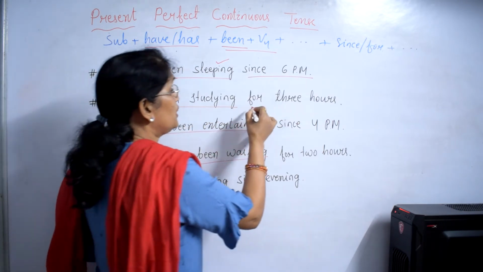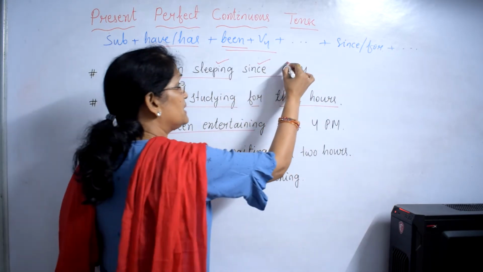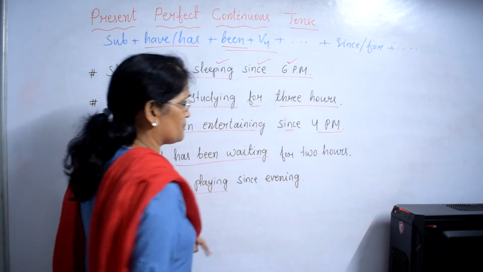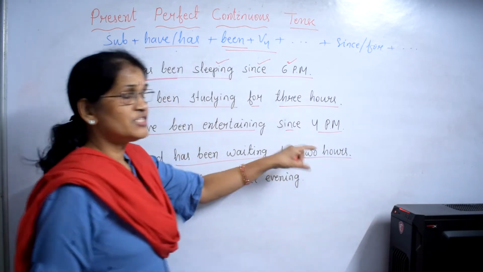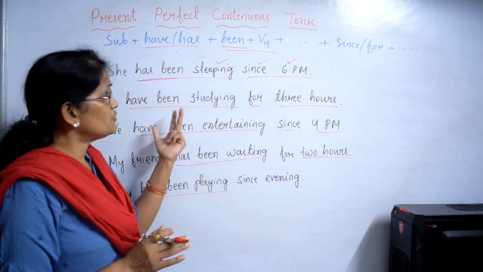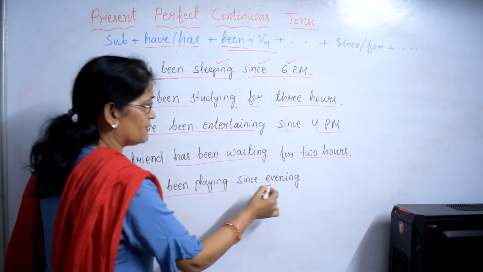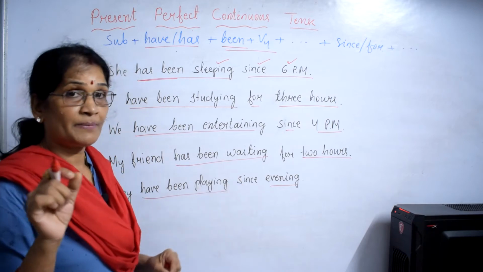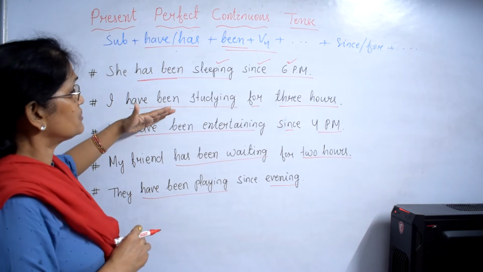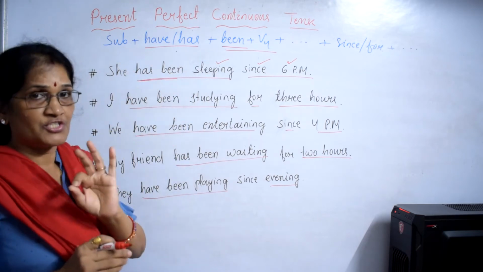The same, we use for period of time, we use since for point of time. Point means it is used here 6 p.m., particular point, particular time, since 4 p.m. For 2 hours means there is not any particular time, that is period of time. That is the difference between since and for, but we use it in present perfect continuous. They have been playing since evening, morning, all are point of time, right? So you get where you use and how to construct one present perfect continuous sentence, right?